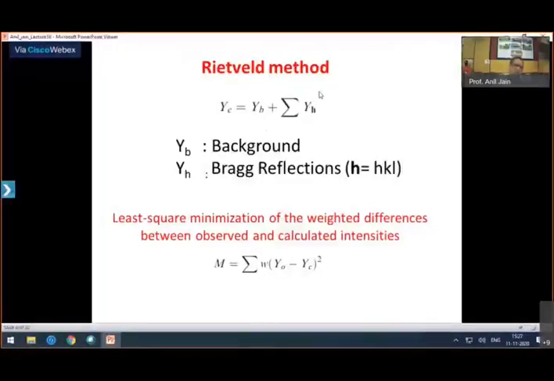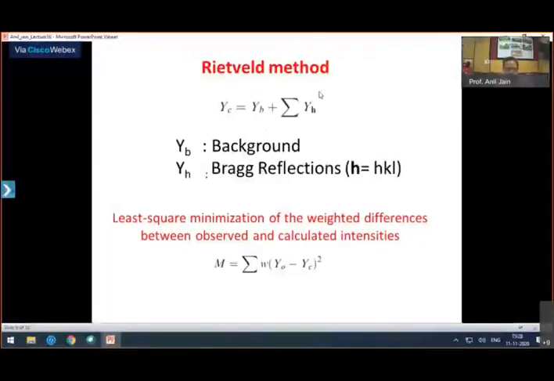Now you calculate the full pattern, not the individual intensity. And then you try to do the least square minimization of the weighted difference between the observed and the calculated intensity. This least square you can do by using a couple of parameters. These parameters are of your structural model, and you can refine them, and by this method you can refine the crystal structure and get an idea of what the crystal structure of your sample is.